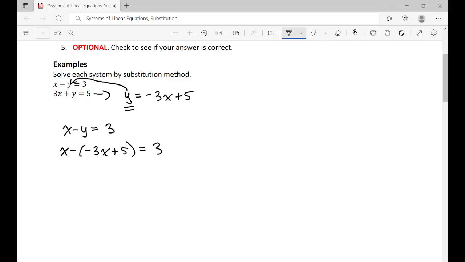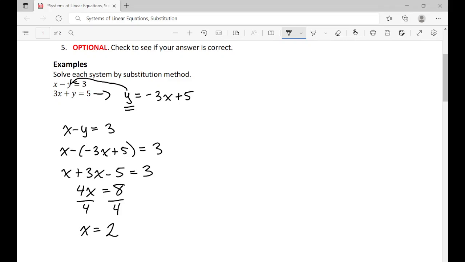Distribute the negative across, so x plus 3x minus 5 equals 3. Combine the x's together to get 4x, add the 5 over to get 8, and then divide by 4 to get x by itself, and I'm going to get 2. Now you can take 2 and plug it back into any one of the original equations, but in all honesty, I think it's easiest to take what x equals, which is 2, and plug it right in here because you already have y solved for, so less work.